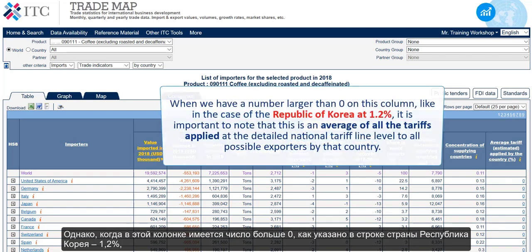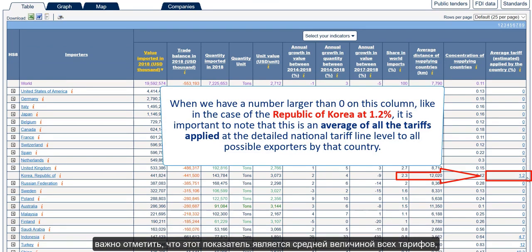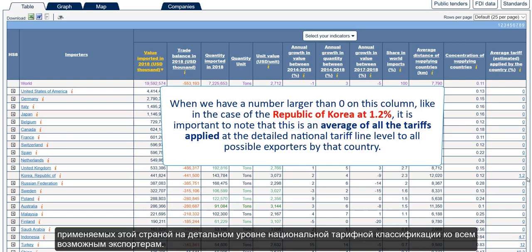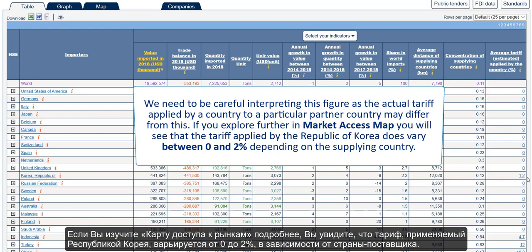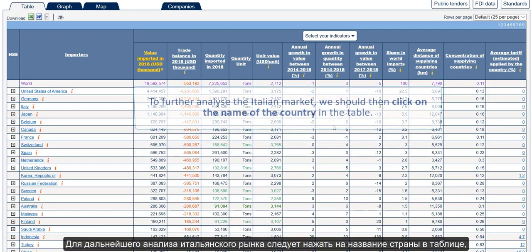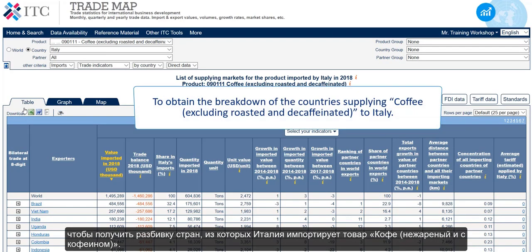However, when we have a number larger than 0 on this column, like in the case of the Republic of Korea at 1.2%, it is important to note that this is an average of all the tariffs applied at the detailed national tariff line level to all possible exporters by that country. So we need to be careful interpreting this figure, as the actual tariff applied by a country to a particular partner country may differ from this. If you explore further in Market Access Map, you will see that the tariff applied by the Republic of Korea does vary between 0 and 2%, depending on the supplying country. To further analyze the Italian market, we should then click on the name of the country in the table to obtain the breakdown of the countries supplying coffee, excluding roasted and decaffeinated, to Italy.